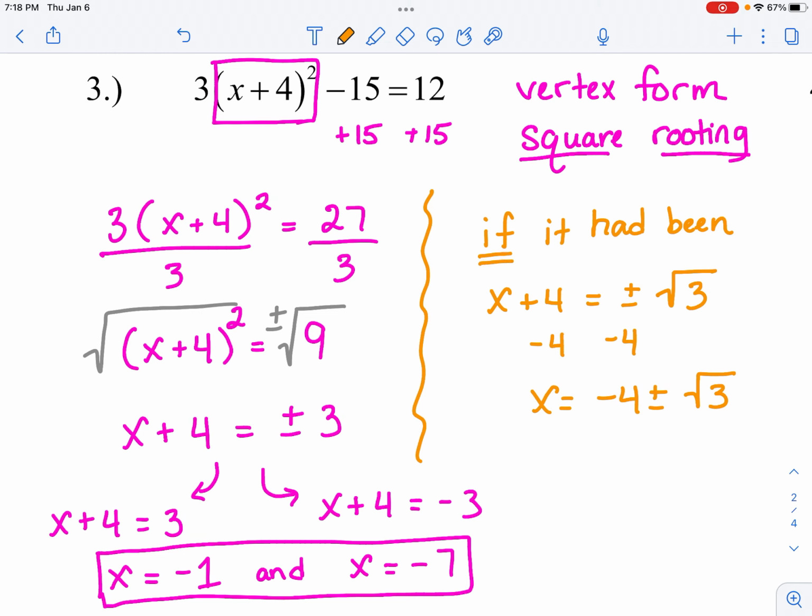Remember, this is an if it had been. This is not the solution. The final solution is down here, okay? So that's problem number 3. So that's a vertex form square rooting problem. Now let's take a look at problem number 4.